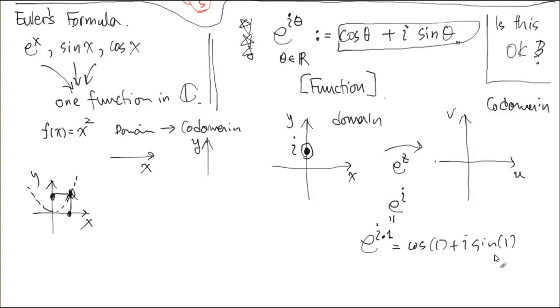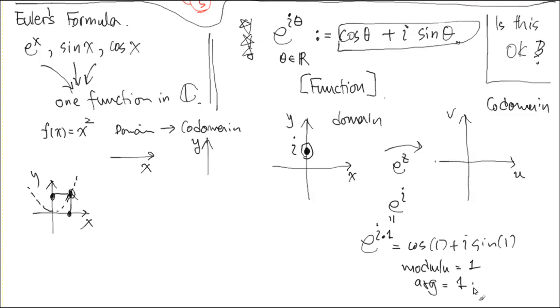What is the real part of the complex number? Cosine 1, right? What is the imaginary part? Sine 1. It seems difficult to sketch without a calculator, but this has a geometric meaning. This is a polar form. What does that mean? Modulus. What's the modulus of this number? 1. What is the argument here?